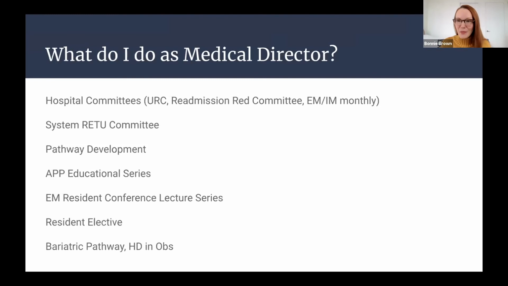So we have this pathway now where they can go directly to observation from admitting. And then because these are bundled payments, they don't want them being admitted to the hospital because that's just not part of their bundle, and they really want to avoid that.